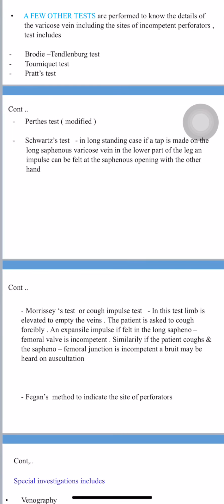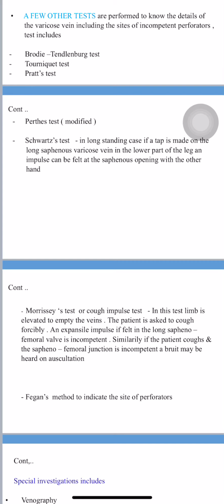Next is Morris's test or cuff impulse test. In this test, the limb is elevated to empty the veins, and the patient is asked to cough forcibly. Expansive impulses felt over the saphenofemoral valve indicate incompetence. Similarly, if the patient coughs and the saphenofemoral junction is incompetent, a bruit may also be heard on auscultation.